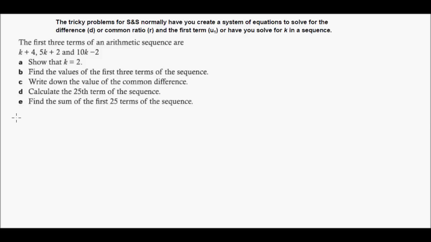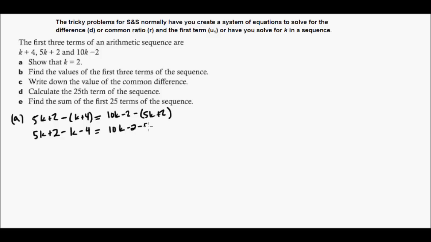This is one of those show that problems where you've got to show all your work. They give you the answer, k equals 2, which is fine. In this case, we know this minus this will equal this minus this, because that's the definition of an arithmetic sequence. So I'm going to do 5k plus 2 minus k plus 4 equals 10k minus 2 minus 5k plus 2. And then you just have to distribute. So you get 5k plus 2 minus k minus 4. Some kids will put plus 4 there. 10k minus 2 minus 5k minus 2.